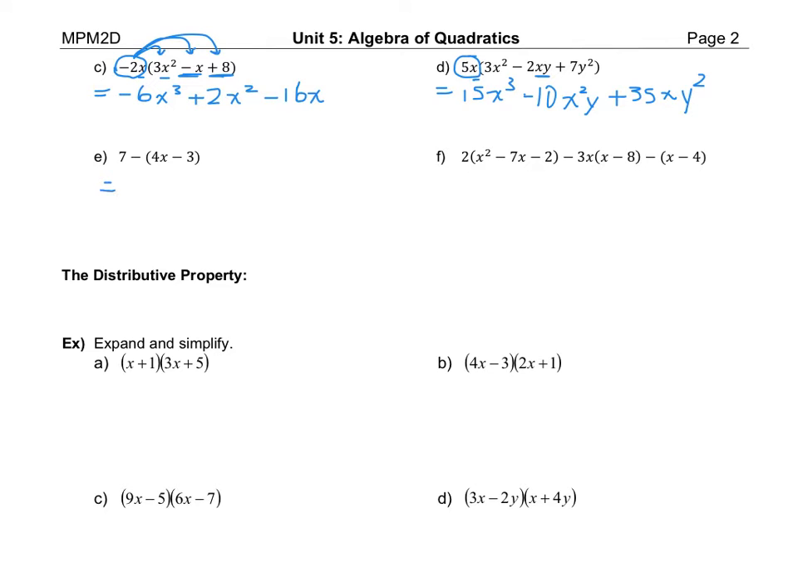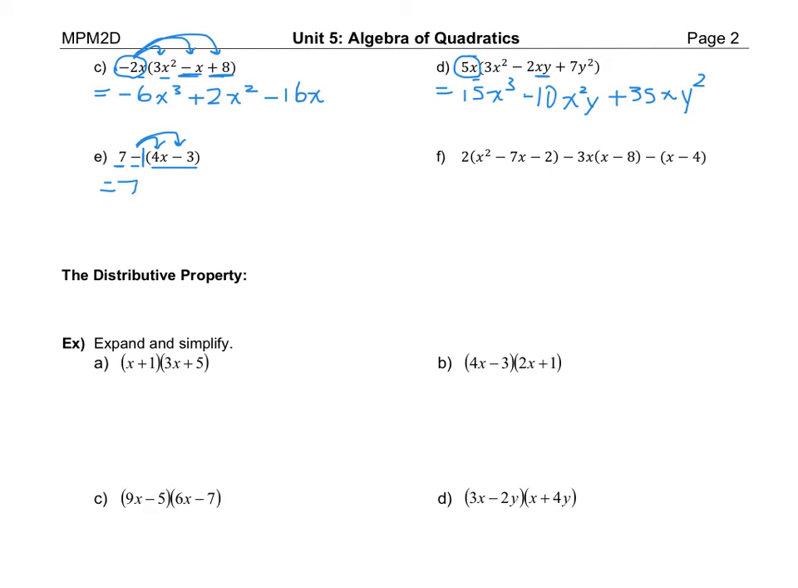Now, part E is one that students sometimes have a little bit of a time with. We have 7, and then we're taking away the bracket of 4x minus 3. When we do that takeaway, we're really thinking this has a minus 1 or a takeaway 1. We've got to take away both of these pieces inside that bracket.